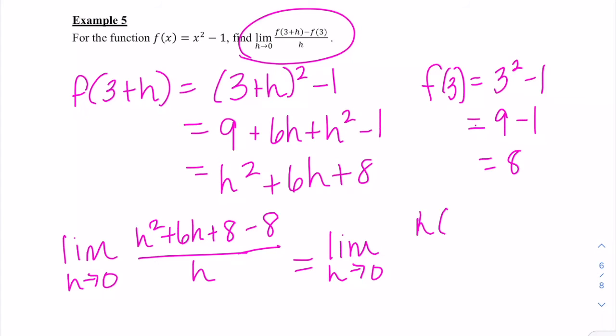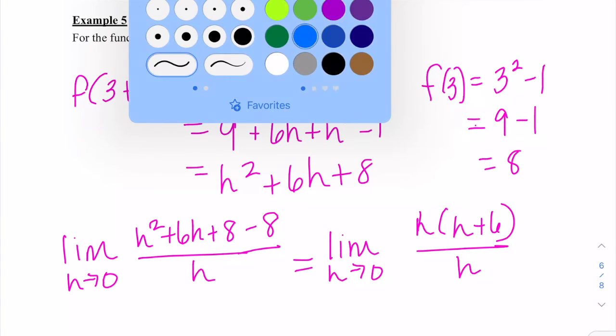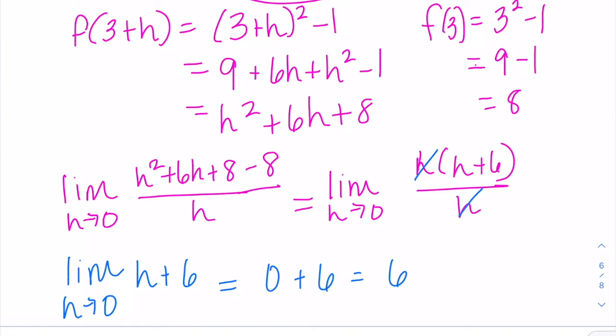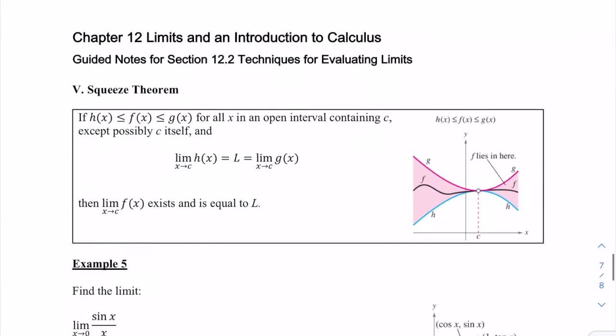So I'm going to factor out h here. And we can easily see that the h's are going to cancel. So we get the limit as h approaches 0 of h plus 6. And we can use direct substitution to find out that limit is 6.